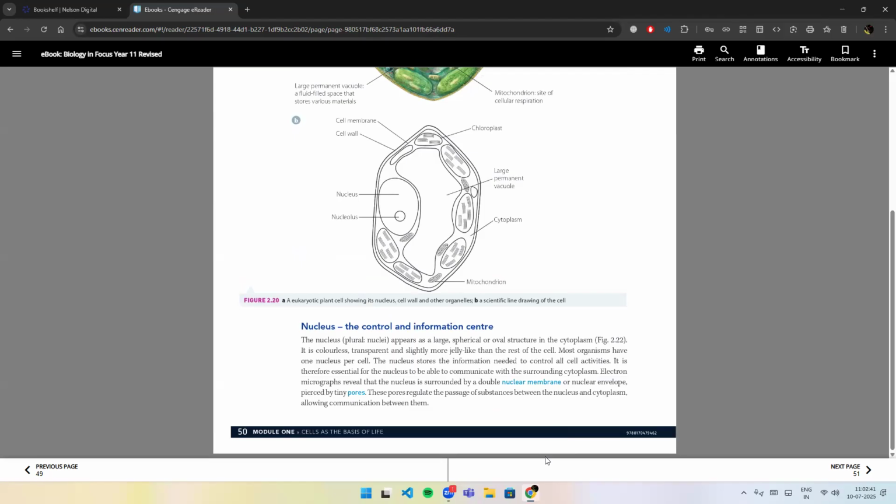Nucleus, the control and information center. The nucleus appears as a large spherical or oval structure in the cytoplasm. It is colorless, transparent, and slightly more jelly-like than the rest of the cell. Most organisms have one nucleus per cell. The nucleus stores the information needed to control all cell activities. It is therefore essential for the nucleus to be able to communicate with the surrounding cytoplasm. Electron micrographs reveal that the nucleus is surrounded by a double nuclear membrane or nuclear envelope pierced by tiny pores. These pores regulate the passage of substances between the nucleus and cytoplasm, allowing communication between them.